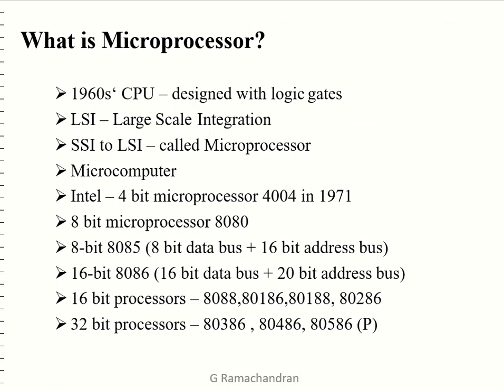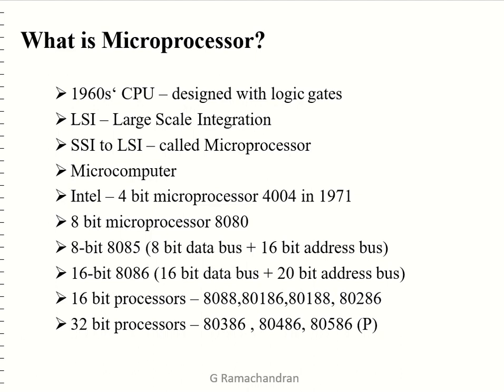Microprocessor was invented in the 1960s. It was designed with logic gates. Intel introduced a 4-bit microprocessor, the 4004, in 1971. An 8-bit microprocessor is the 8080. Another 8-bit microprocessor is the 8085, which contains an 8-bit data bus plus a 16-bit address bus.